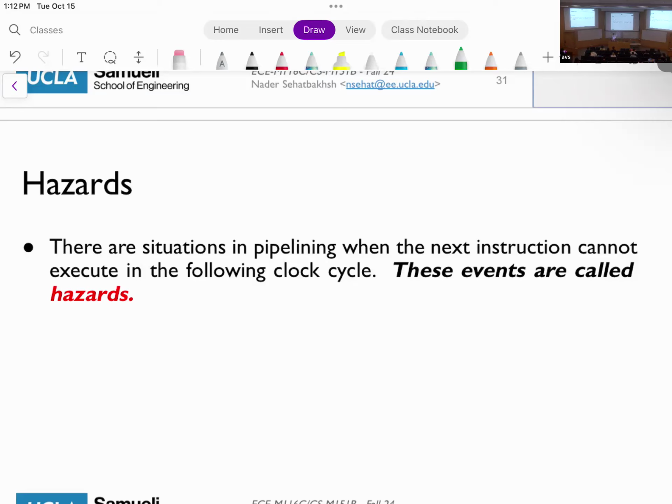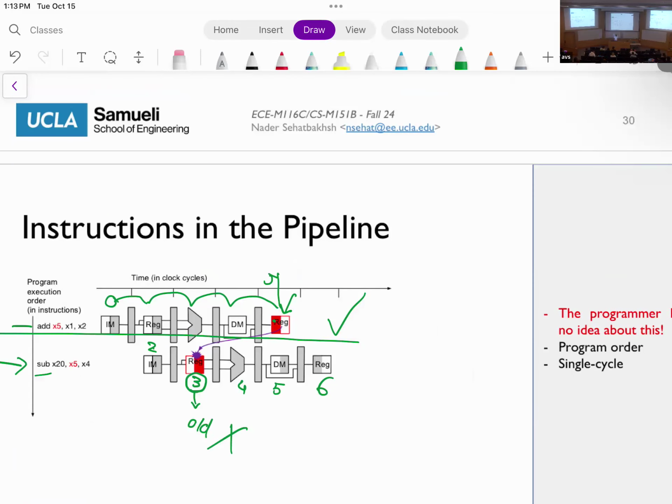So the obvious solution is delaying the sub, right? So don't switch back to the multi-cycle or single cycle design. Delay the sub so that if I delay, for example, 3 cycles, then I'm good, right? If I wait 3 cycles, then I'm going to read the correct value. The only thing I need to change in this design is to delay the next instruction. Of course, now the question is, how do I even detect that I need to delay? We're going to talk about that. But this will immediately fix the problem, okay?